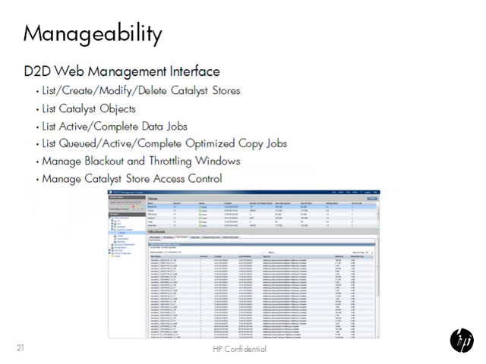Now, I'm not going to talk about manageability for too long, as we'll actually delve into the GUI itself and have a look round. Just to give you an overview, the kind of things that we would expect to be able to do through the GUI are things like being able to create the Catalyst stores that you're going to use, be able to modify and delete those stores. And the stores themselves are very much like libraries and shares. We allow you to list the objects and list the data jobs and copy jobs that are going on. And we allow you to provide management of the blackout and throttling windows. And we'll look at these in more detail in a moment, along with access control.